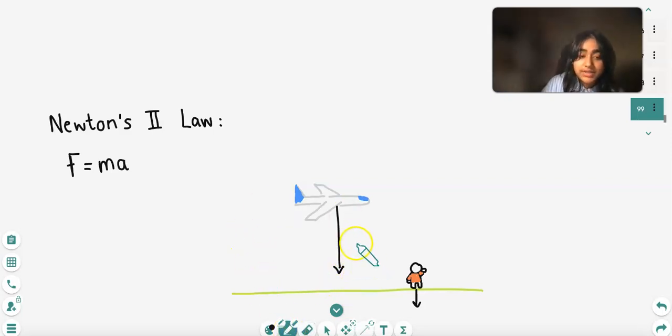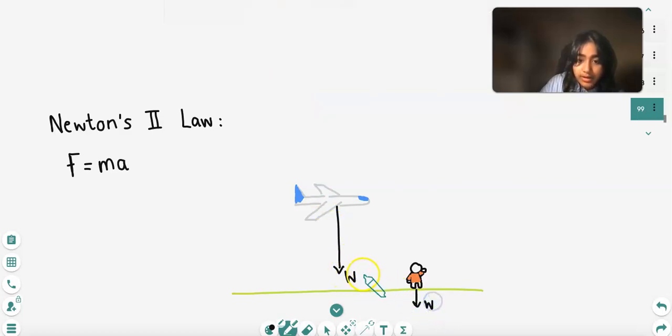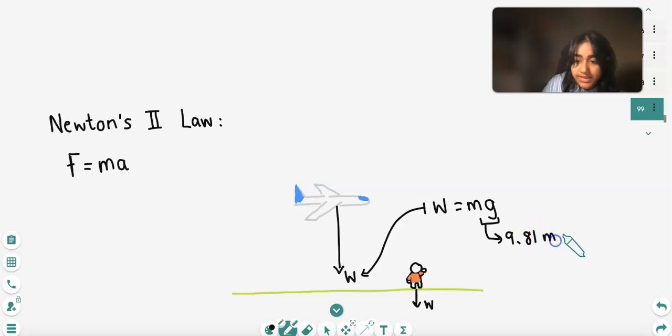acting on an object due to the gravitational pull of the Earth is known as the object's weight, which can be given via Newton's second law equation. The weight of an object is equivalent to the object's mass multiplied by the acceleration due to gravity, denoted as small g, which on Earth is always equal to 9.81 meters per second squared.